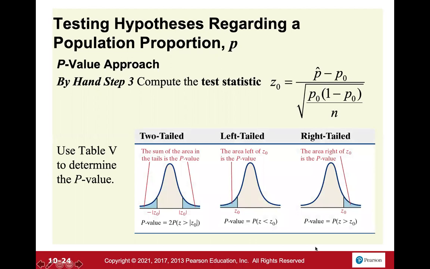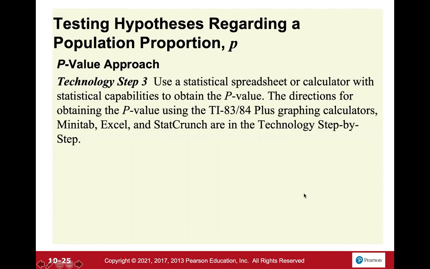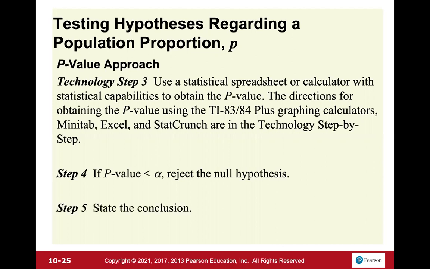We could have Excel find these values for us instead of comparing it to the standard normal distribution and looking for it in the back of the book. As long as we plug it into Excel, we could find whatever that p-value is. And with technology, we would use a statistical spreadsheet or calculator with statistical capabilities to obtain the p-value.